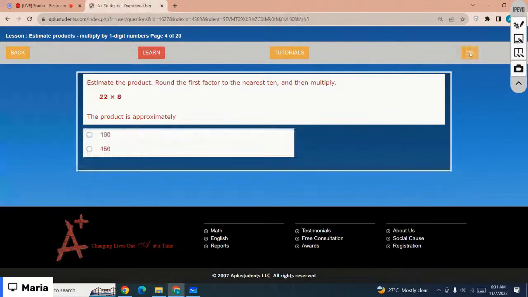Estimate the product. Round the first factor to the nearest 10 and then multiply. You have to round 22. 22 times 8. 22 is rounded off to 20 or 30? 22 is rounded off to 20 and it would be 160. The correct option is 160.